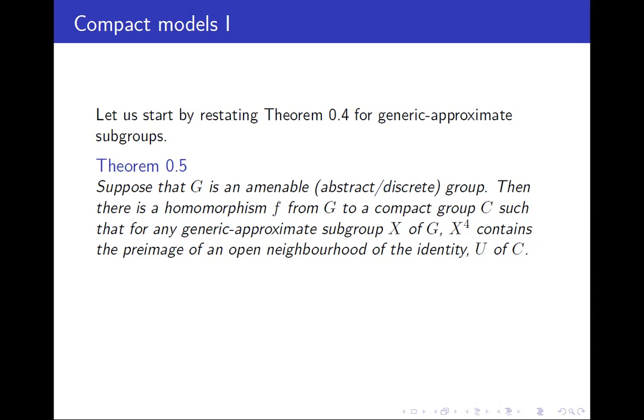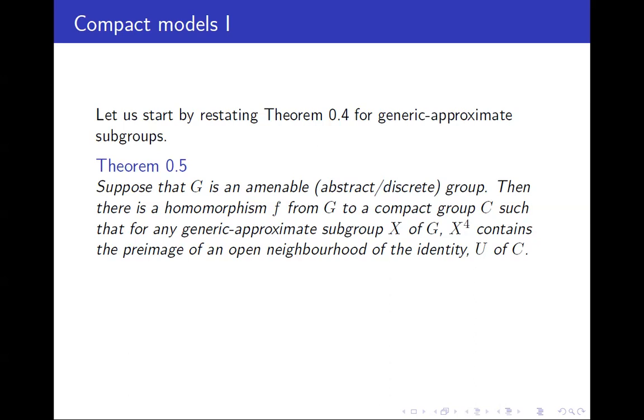Then, given G amenable, there's a homomorphism F from G to a compact Hausdorff group C, such that for any generic approximate subgroup X of G, X to the 4, and it could be X squared or something, contains the pre-image of an open neighborhood of the identity U of C. This is the statement. So after passing to X to the 4, you get an explanation of genericity. Question? Is X symmetric?